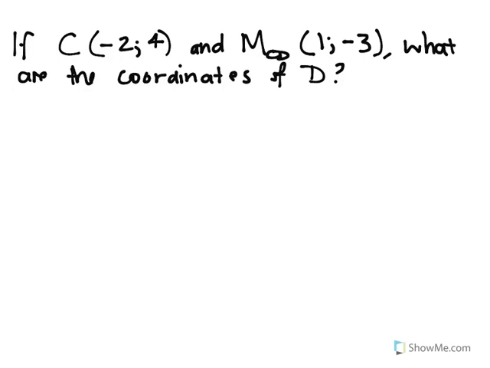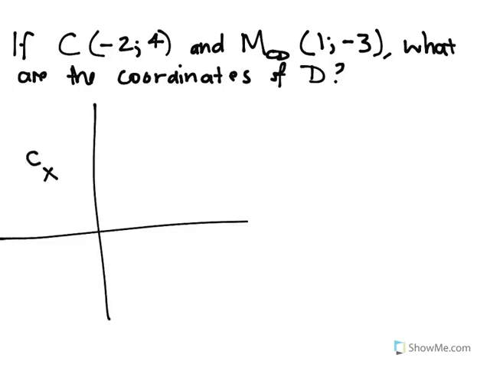If C has coordinates -2 and 4, and the midpoint between C and D is 1 and -3, what are the coordinates of D? So again, quick sketch. -2 and 4 is somewhere here, and the midpoint is 1 and -3, so 1 and -3 somewhere here, right? And so it makes sense that D is going to be somewhere down here, and we need to figure out what its coordinates are.